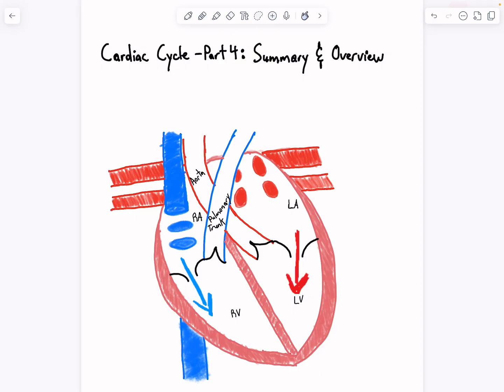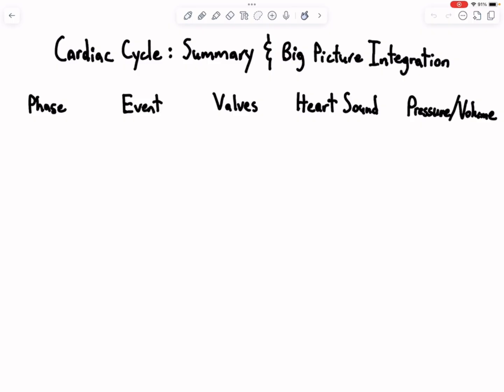So that completes one full cardiac cycle, a continuous sequence of filling, contraction, and relaxation, driven entirely by pressure changes and valve movements. So as we've done in our previous videos, let's fill in our concept summary table, highlighting what happens at each phase. This will be followed by a big picture integration and grouping.